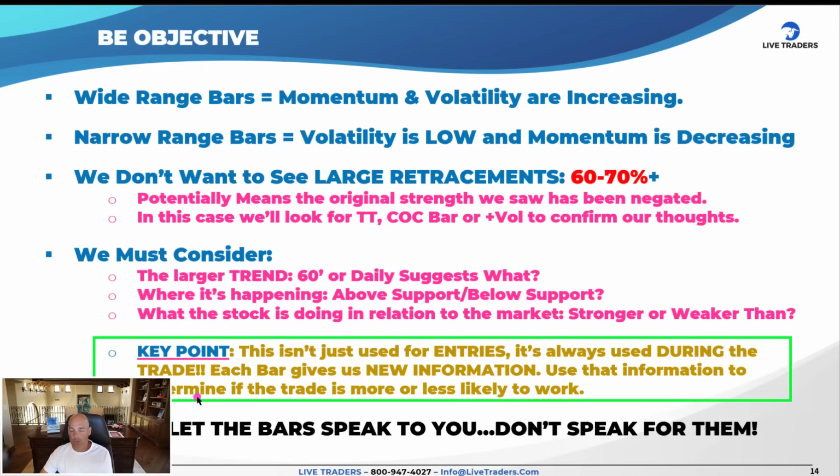Key point, circled in green. This isn't just used for entries. It's always used during the trade. Every new bar that forms is new information, and that new information either confirms or contradicts your expectation. I want to repeat this. Every new bar is new information, and that new information either confirms or contradicts what you were thinking, okay? So use that information to determine if the trade is more or less likely to work, okay? Let the bars speak to you. Don't speak for them, okay?